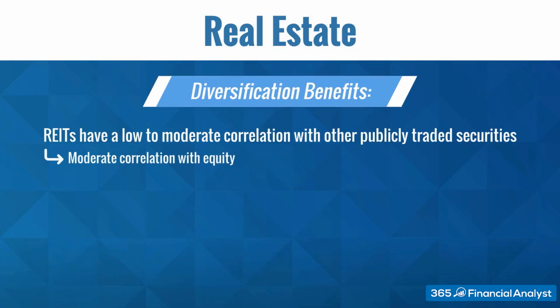REITs tend to have a moderate correlation with equities, which has been around 0.6 historically. Their correlation with bond returns has been very low. These low correlations with stocks and bonds suggest that investors can achieve diversification benefits by including real estate in their portfolios. Still, they need to pay attention to the methods of index construction and consider whether appraisal or repeat sales data is used. Okay, good.